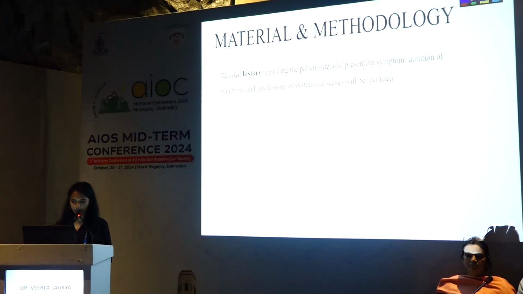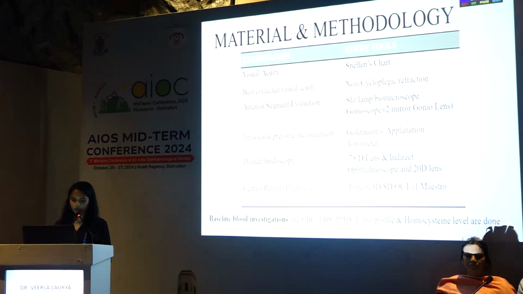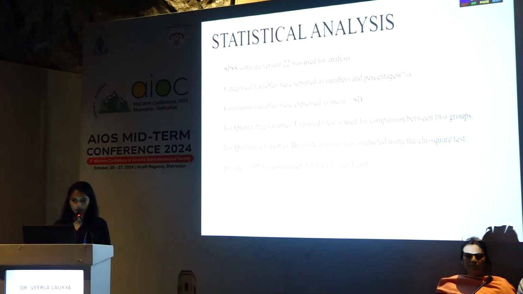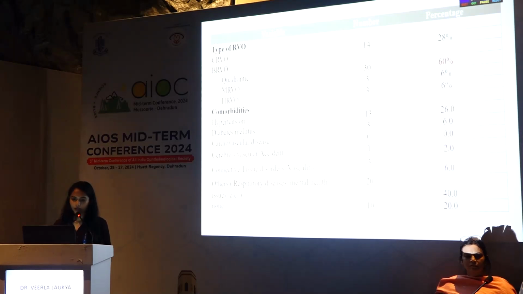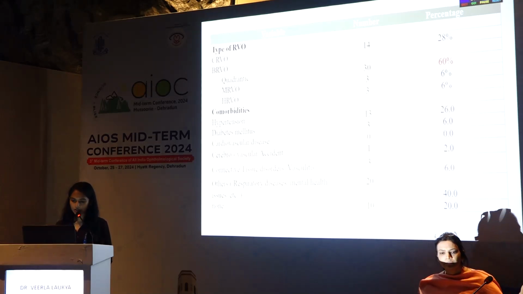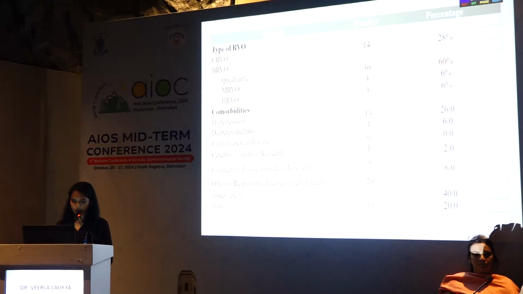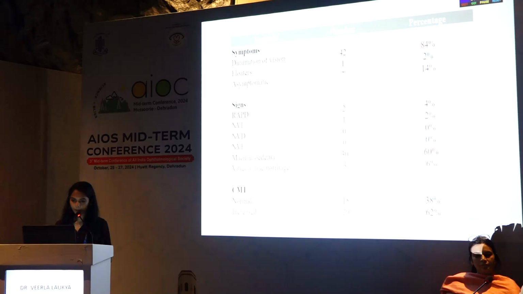A detailed history of the patients was taken, baseline blood investigations were done, and a comprehensive ocular examination was done, including OCT. And this is the statistical analysis. The mean age of the patients is 55.90 plus or minus 11.54. Central retinal vein occlusion patients make up 28% of the patients. In branch retinal vein occlusion, the quadrantic are 60%, macular RVO are 6%, and hemiretinal vein occlusion are 6%.